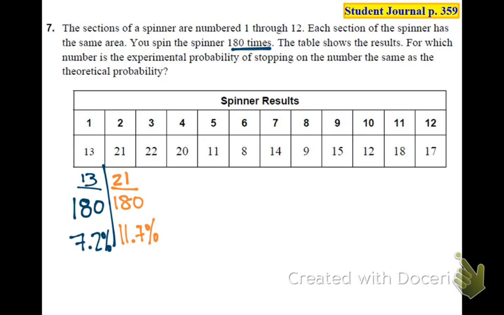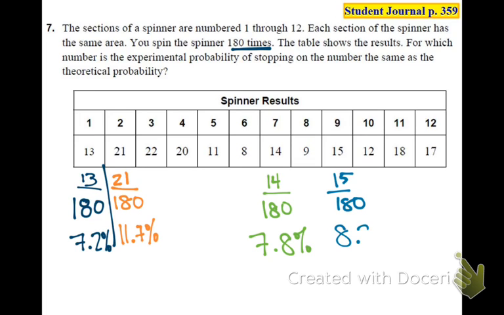Okay. So here's where you can use your common sense. They spun this number 13 times, and it was pretty close to our theoretical probability. So we want to go from 13 and keep going a little bit more up. 21 was way too big, so we want to stay near 13. I would say 14. Okay, let's try 14. All right, so 14 out of how many spins? 180. What do we get? 7.8%. We're super close, not quite there. What do we want to try next? 15 out of 180. We get 8.3%.